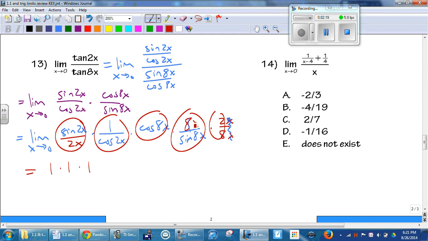Here we have u over sine of u. We know that one's 1. And then here we have a constant. Sine of constant is the constant. I'll just simplify it here to 1/4. So our answer for this one is 1/4.